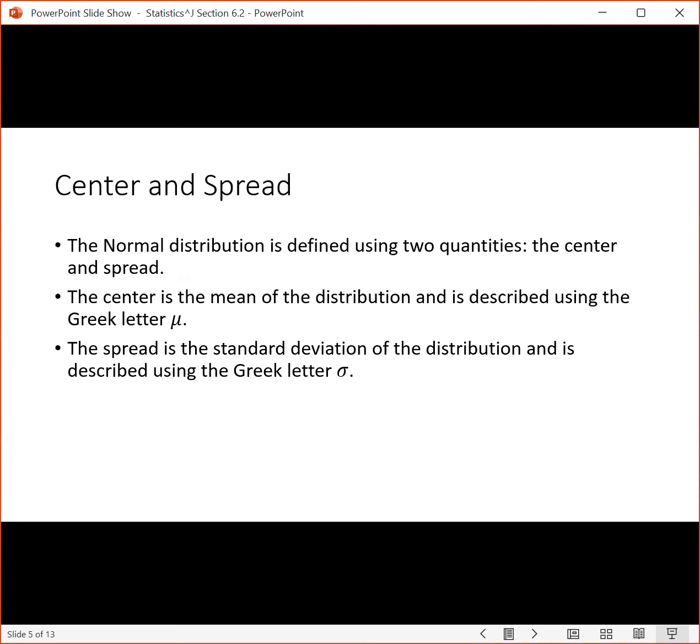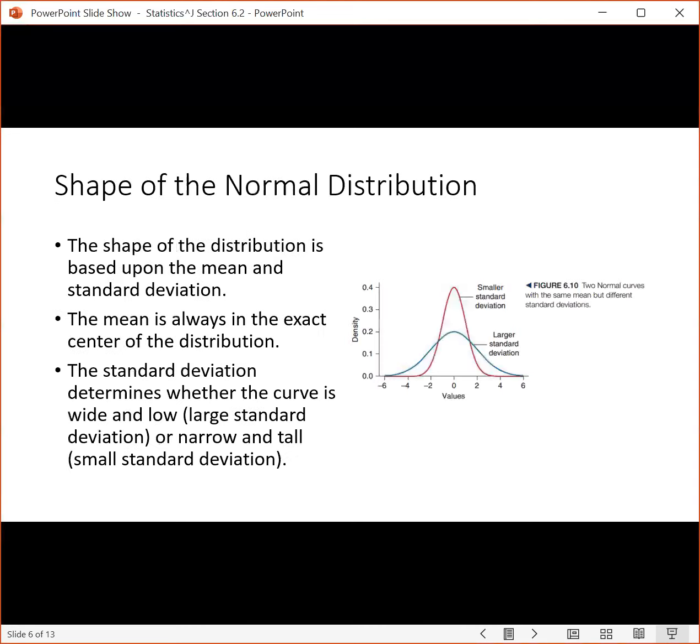The normal distribution is defined using two quantities, the center and the spread. The center is the mean of the distribution and is described using the Greek letter mu. The spread is the standard deviation of the distribution and is described using the Greek letter sigma. The shape of the distribution is based upon the mean and the standard deviation. The mean is always in the exact center of the distribution. The standard deviation determines whether the curve is wide and low, that has a large standard deviation, or narrow and tall, that corresponds to a small standard deviation.